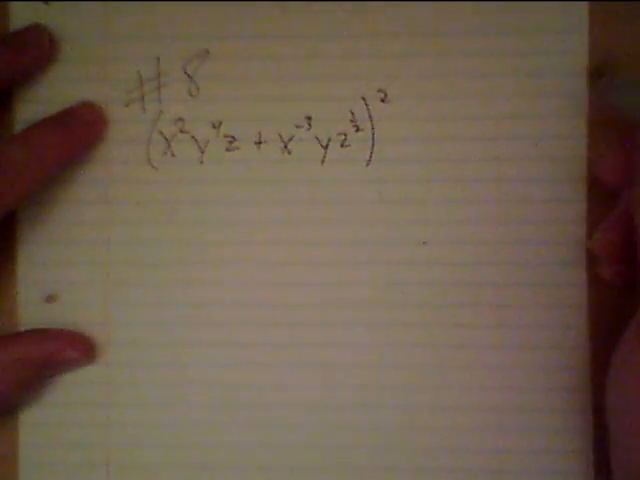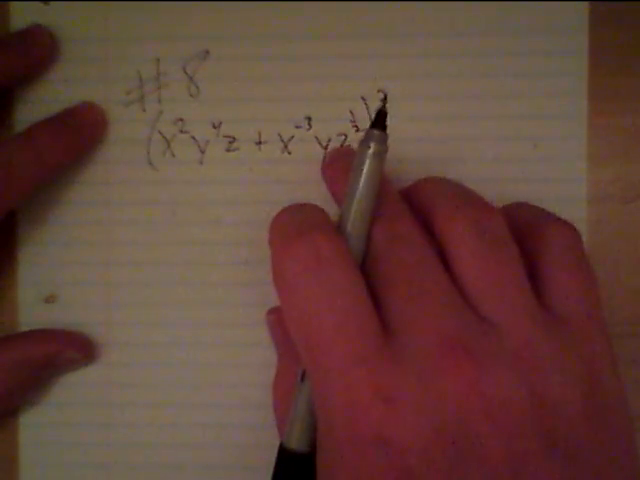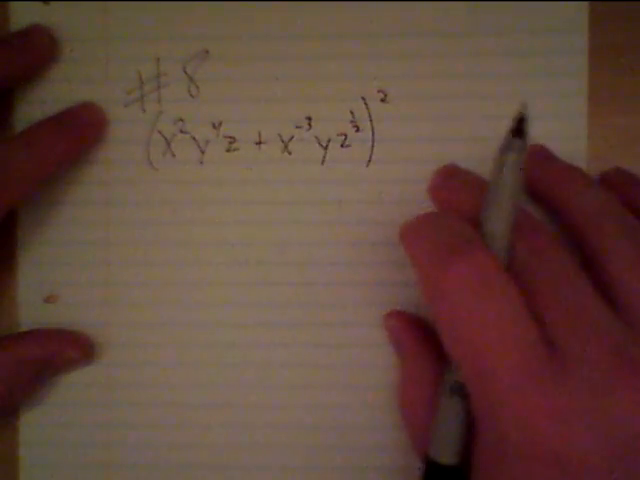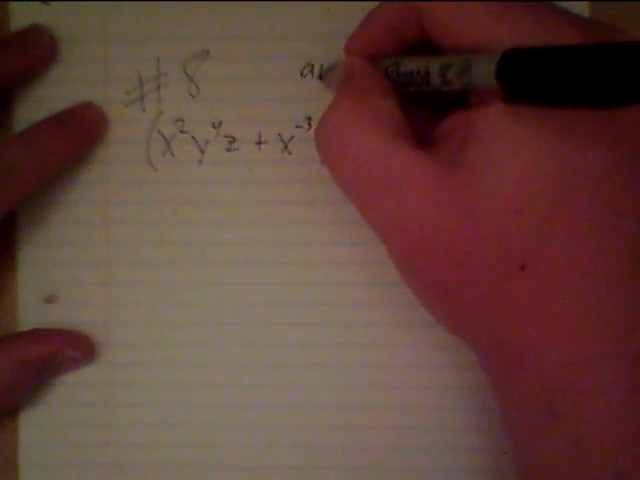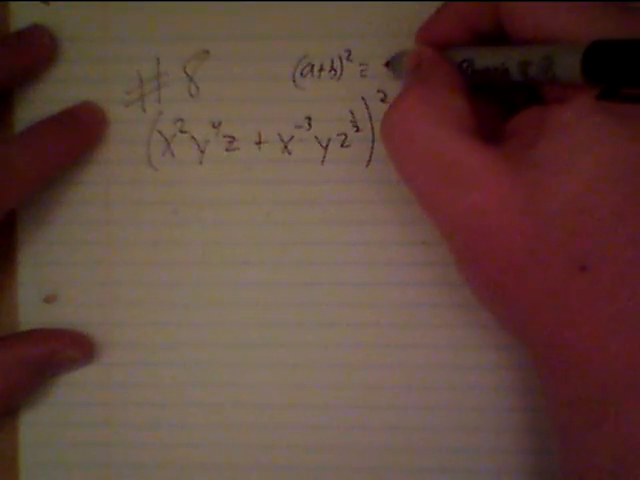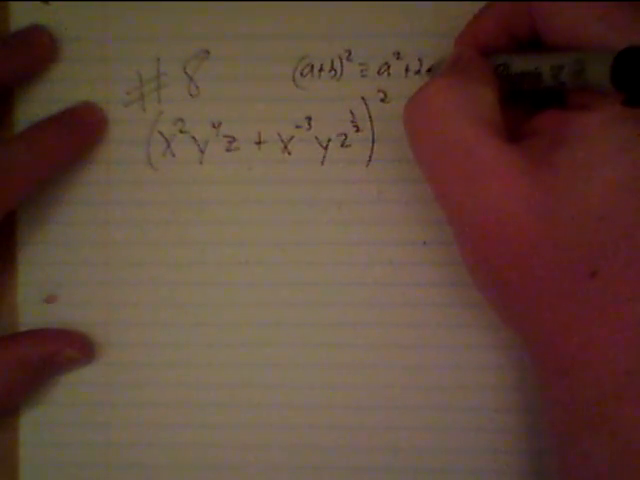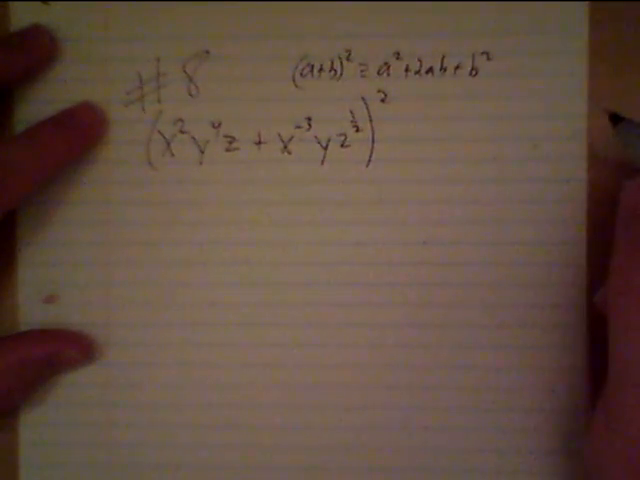We have to rewrite this basically as x squared y to the 4th z plus x to the negative 3 y z to the 1/2 times itself. But remember that property, if we have a plus b squared, that's going to be the same as a squared plus 2ab plus b squared.